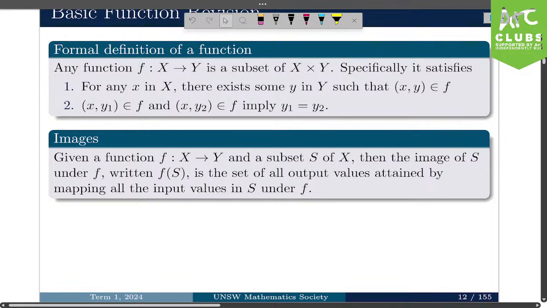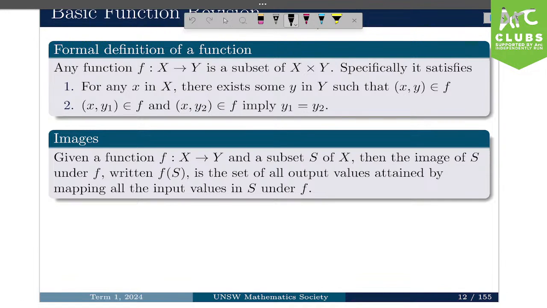Another useful concept, the image, okay? So this is basically a way to denote subsets of the codomain, right? Given a function f from X to Y and a subset S of X, so a subset of the domain, then the image of S under f, which is written as f of S, f of the set S, is a set of all output values attained by mapping all the input values in S under f.